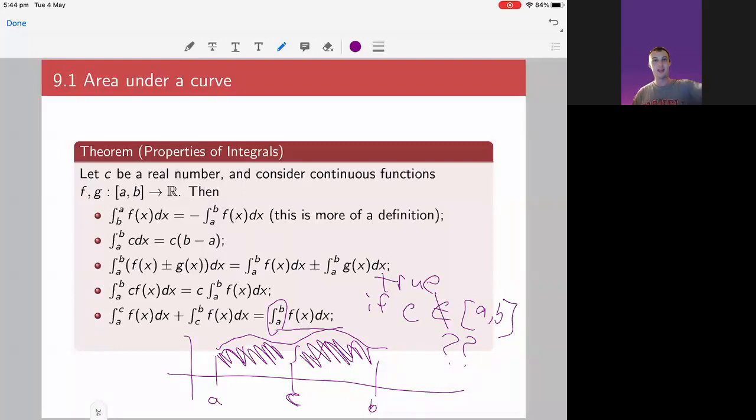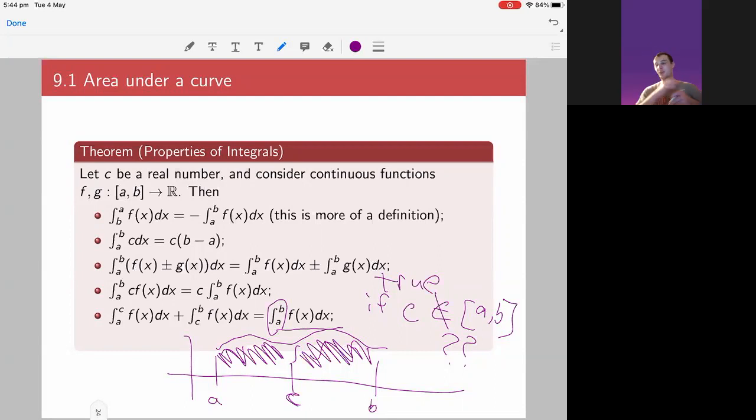Don't think so? Any other suggestions? Anyone else want to say yes? Anyone else want to say no? So I've got no, I don't think so. I've also got one person saying true. Yes, this is actually true, even if C is not in the interval.